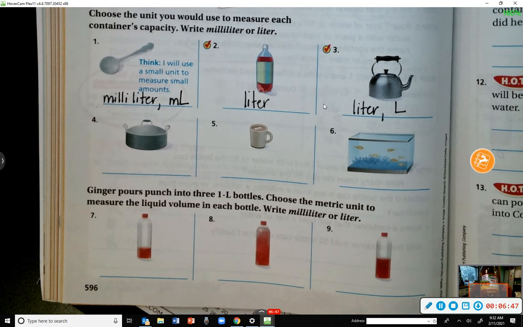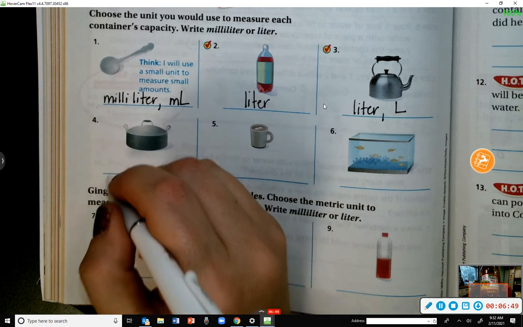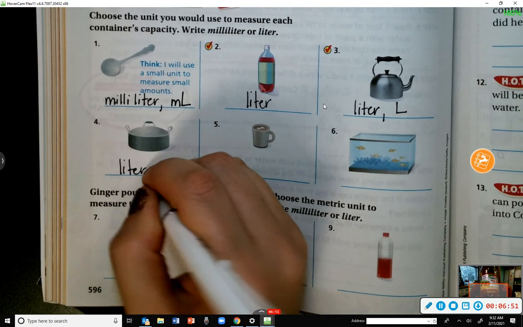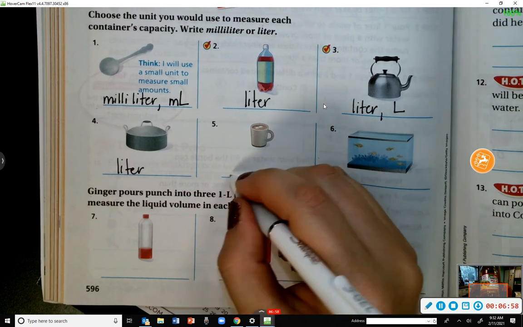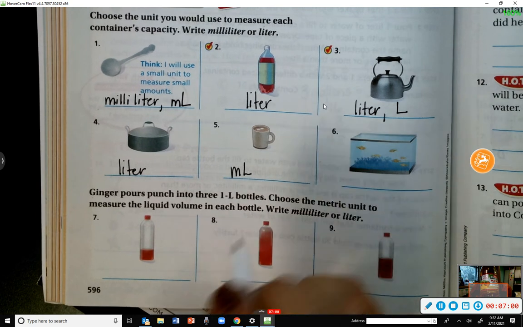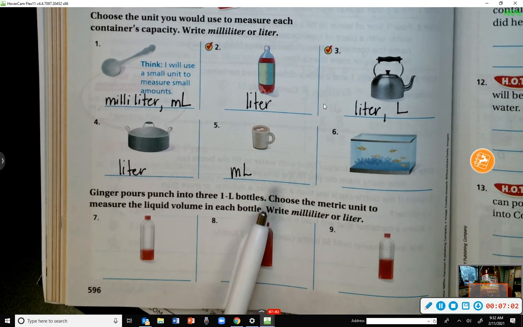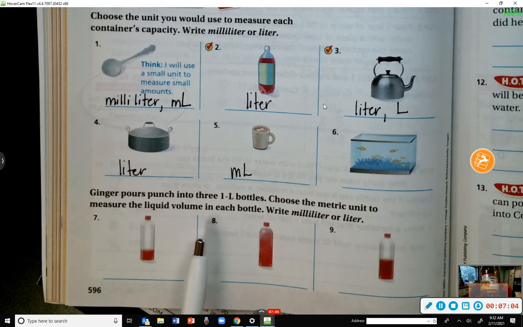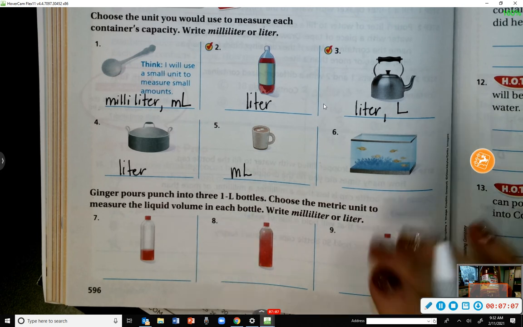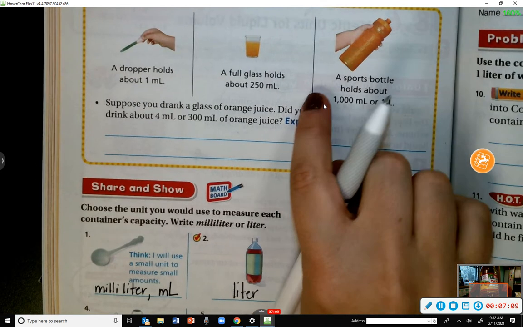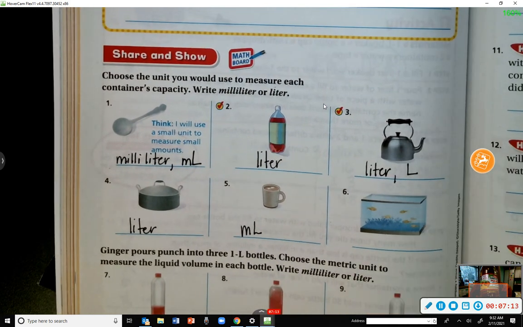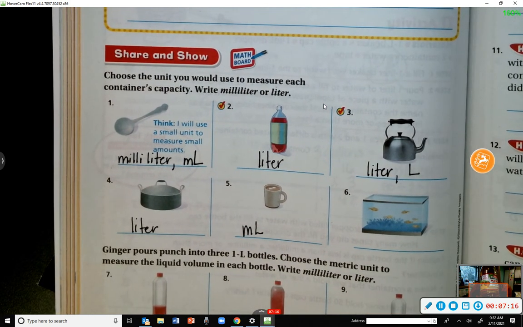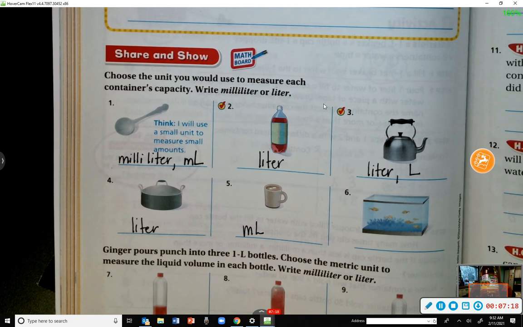Okay, a pot? Liter. A cup of coffee? Milliliter. It would take a lot of milliliters, but still, you wouldn't want to use liters, okay? Because the glass of juice, remember, holds 250 milliliters. That's smaller than a liter. Okay, a fish tank. Liter, good.